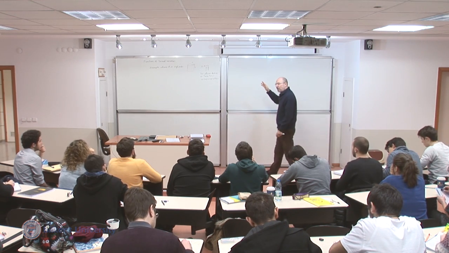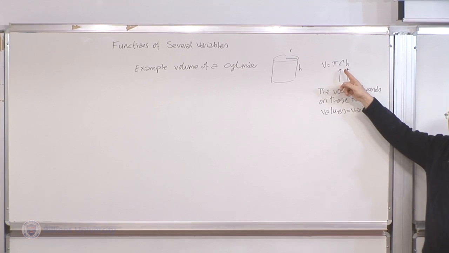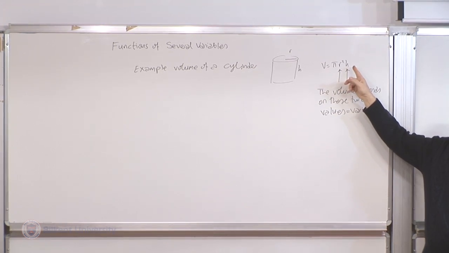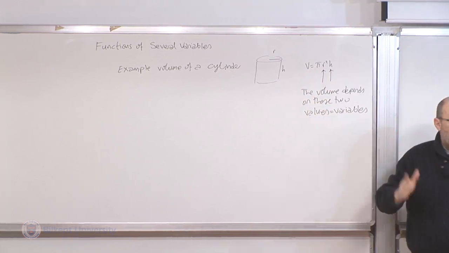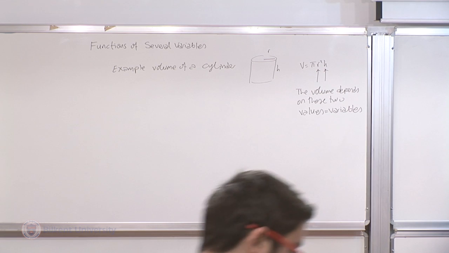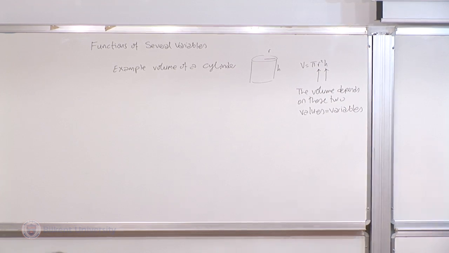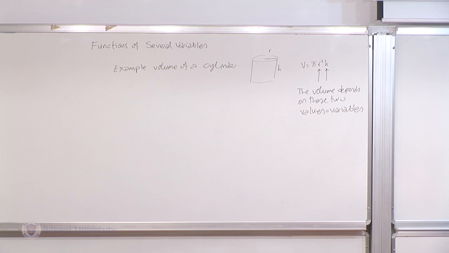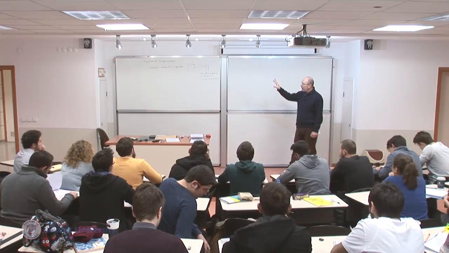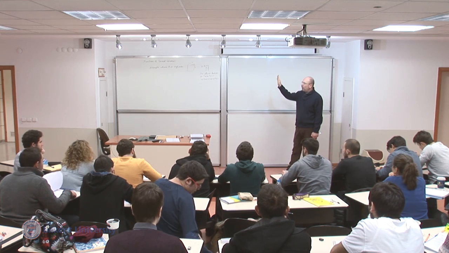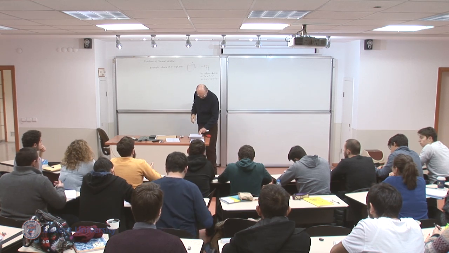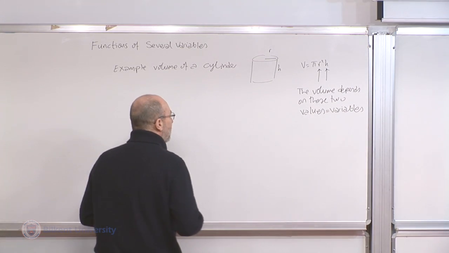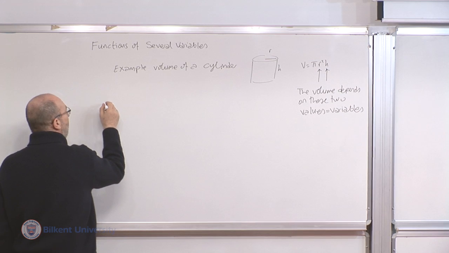We studied such things last semester, but we always gave a relation between R and H. For example, we said the volume is fixed, so then R and H cannot both be free. One of them depends on the other, so last semester there was always one single variable. This semester we will look at them as two independent variables. Generally, we will be interested in two or three variables.